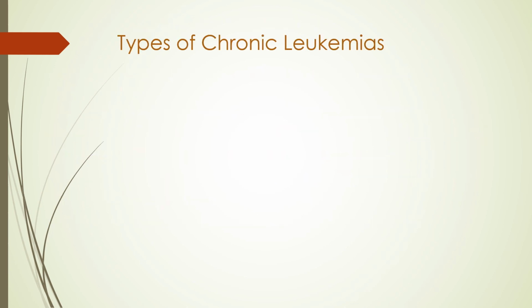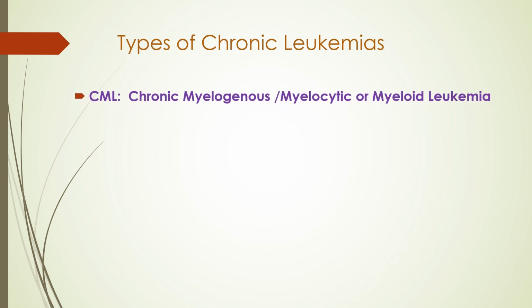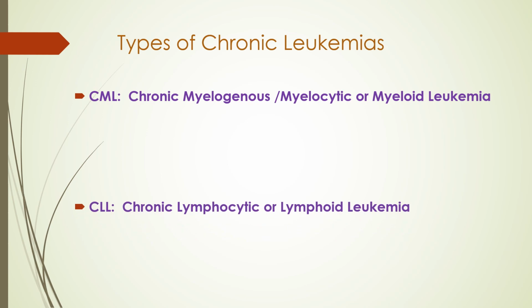Types of chronic leukemias. Basically, there are two types: CML, also known as chronic myelogenous leukemia, or chronic myelocytic leukemia, or chronic myeloid leukemia. The other one is CLL, also known as chronic lymphocytic leukemia or chronic lymphoid leukemia.